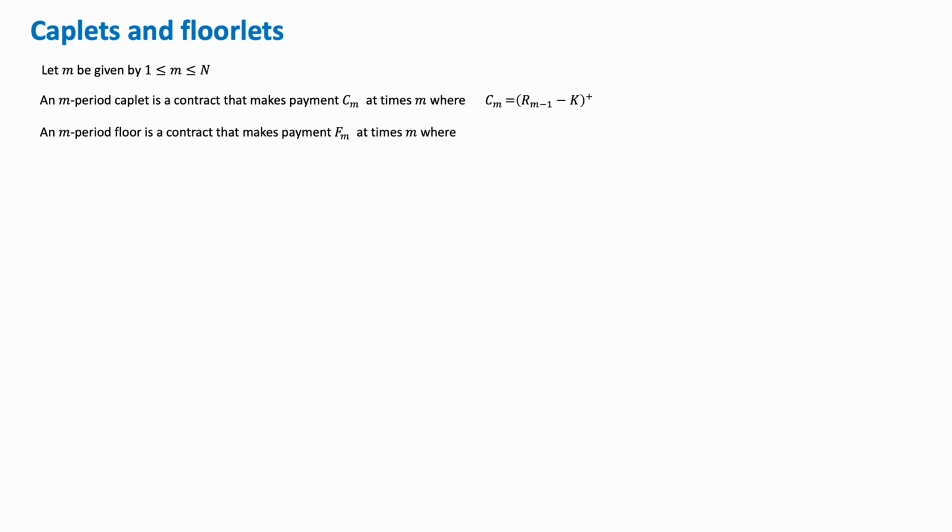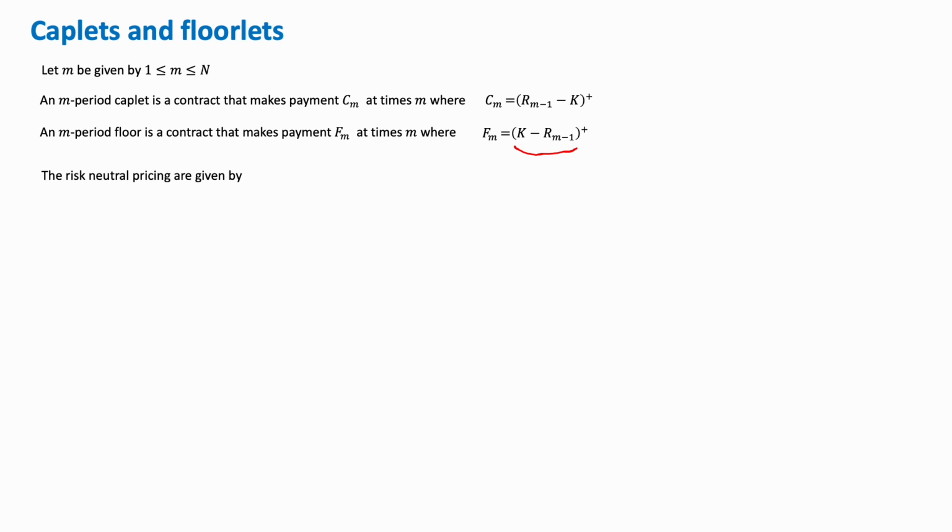So that essentially this amount will be floored to 0. This is the payment. On the other side, a floorlet is very similar to a caplet, but the payment that a floorlet makes is given by a constant K minus the interest rate prevailing at time m-1, floored to 0.